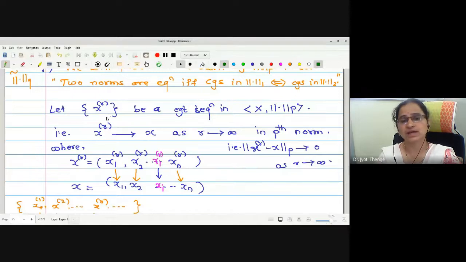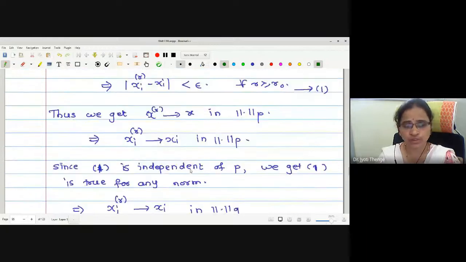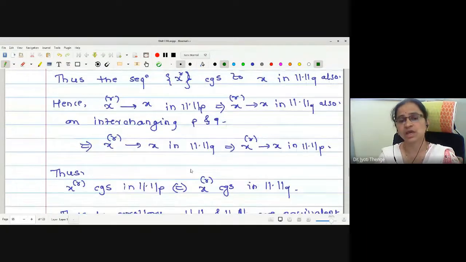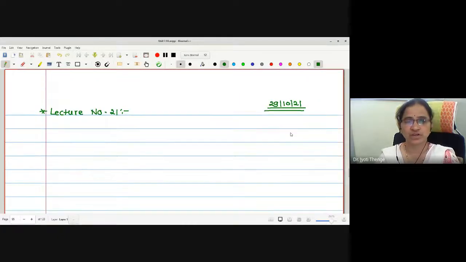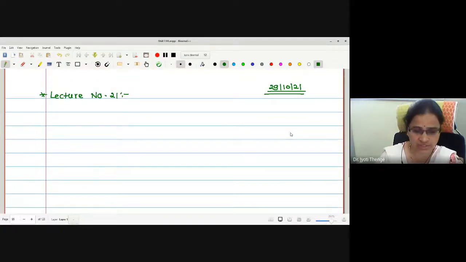For this, x_r is a convergent sequence in norm p, with which we started, and we have proved that the same sequence is convergent in norm q also, right? Convergence in norm p implies and is implied by convergence in norm q as well, and by the corollary one can say that norm p and norm q are equivalent. Since p and q are arbitrary, one can say that all norms defined on these lp^n spaces with that norm p definition are equivalent.